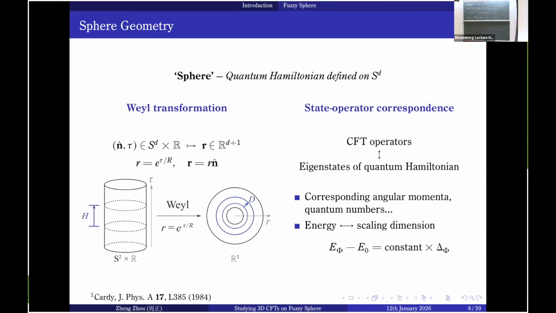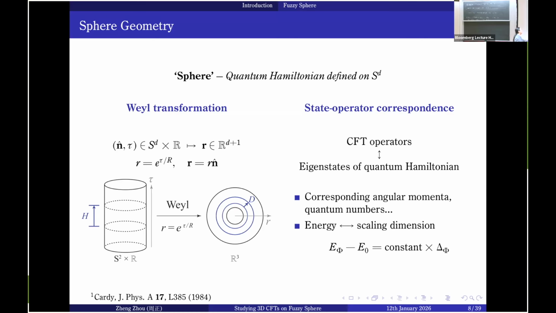So to better explain the idea of fuzzy sphere, we split it into 2 keywords. First, sphere. We want to study a quantum Hamiltonian that is defined on a d-sphere. This is because, combined with the imaginary time direction, the whole spacetime manifold, the cylinder, is conformally equivalent to a flat spacetime through a Weyl transformation, where each time slice on the cylinder is mapped onto a concentric circle. This allows us to make use of some very nice properties of CFTs on flat spacetime.